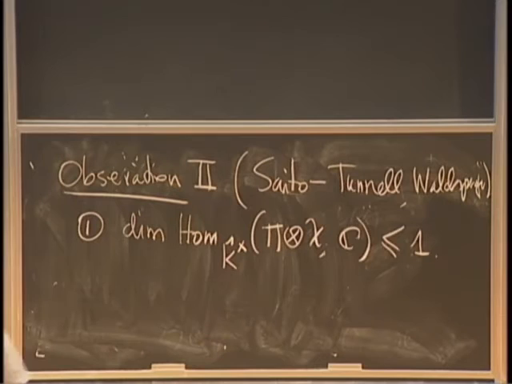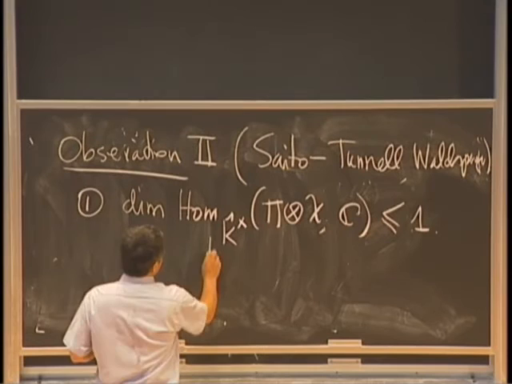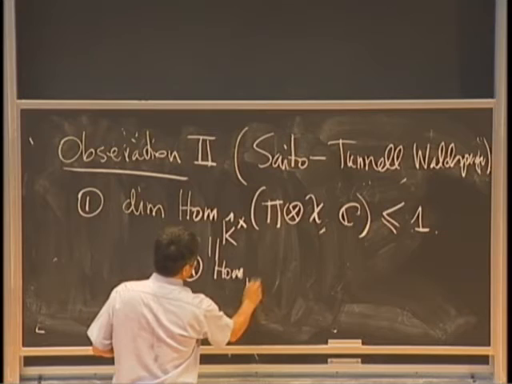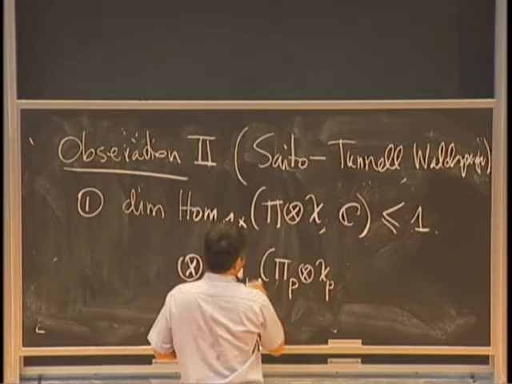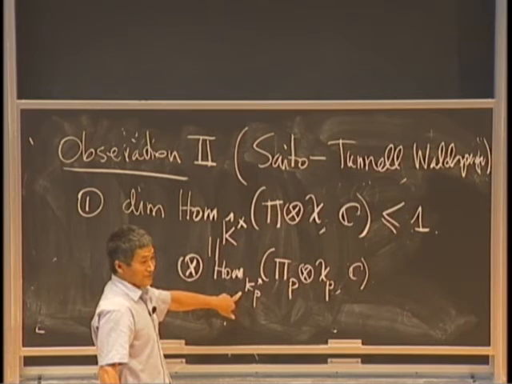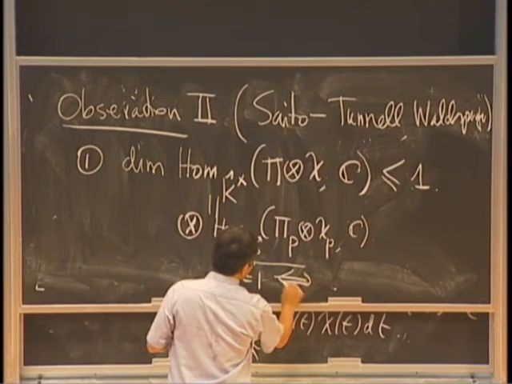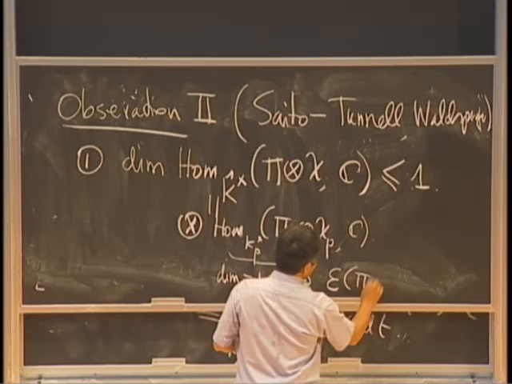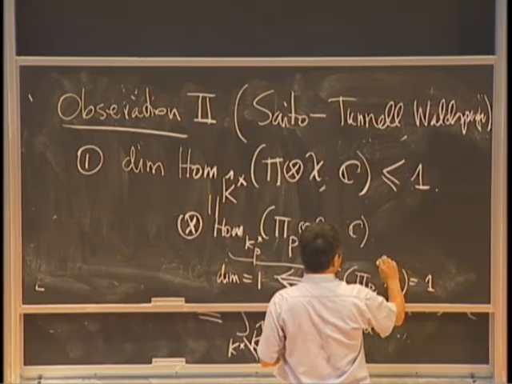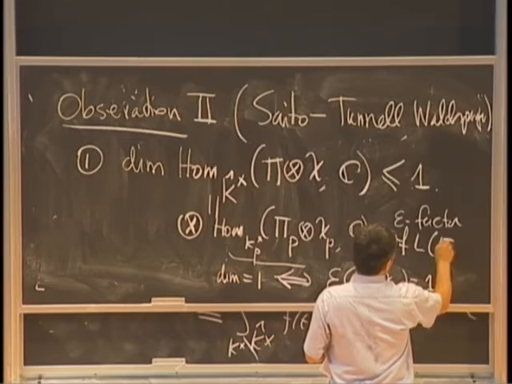So it's a very tiny space. This is at most dimension one, this is at most dimension one, the tensor product at most dimension one. So far we defined one element in an at most one-dimensional space. Not only that, this is of course a tensor product of the local ones, π_p tensor χ_p of C. Each of them is at most dimension one, and this local space has dimension equal to one if and only if the epsilon factor ε(π_p, χ_p) equals one. This is the epsilon factor of the Rankin L-series I wrote at the beginning, the local root number.